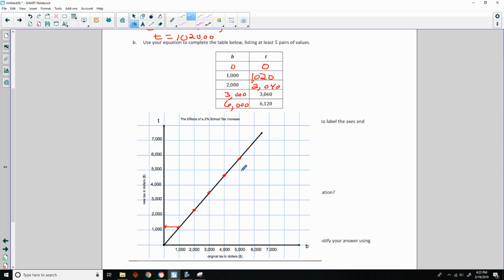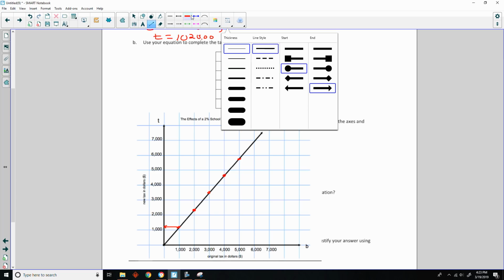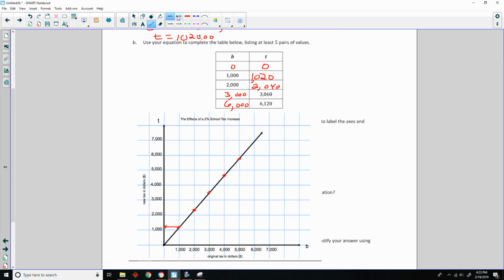This graph isn't really correct. It's off. This would be more like 5,900. So the graph is, let me fix it. I'm having a problem with that. And let's make it red. So first pick this. Let's make it red so you can tell it's mine.